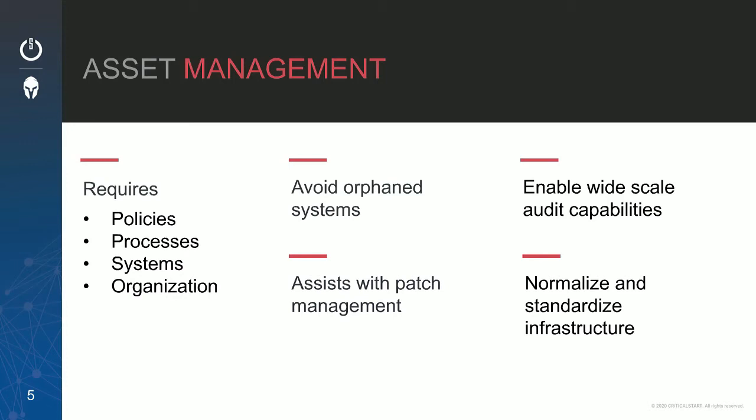And finally, it does help with normalizing and standardizing your infrastructure. If you have a set policy and procedure on how to stand up infrastructure, and that then is fed into your asset management, you can make sure that your entire infrastructure is using a set of systems that you've already approved of and has already gone through your risk assessment process. So you've already evaluated that, if you're using a Rails system or a Red Hat system, that you're using a version that's already been identified as safe and up to date.